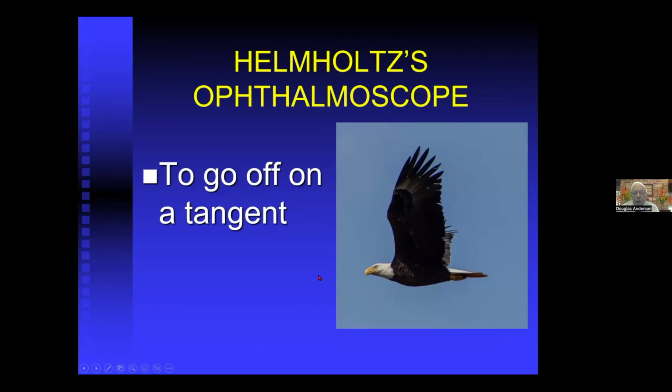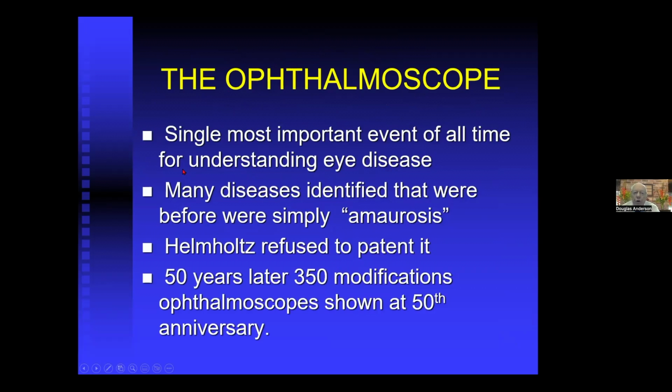Now, let me go off on a tangent for a moment. The ophthalmoscope was actually the most important event of all time for understanding eye disease. Before this, you just had to call everything amaurosis if you didn't see any cause. Helmholtz recognized the importance of his invention in that you could now see inside the eye and see what was going on in patients that you couldn't understand before, why they didn't see. He did, however, refuse to patent his invention, despite the urging of his friends and colleagues, because he thought that it was so important that everybody should know how to do it and they could build their own ophthalmoscope and sell them.